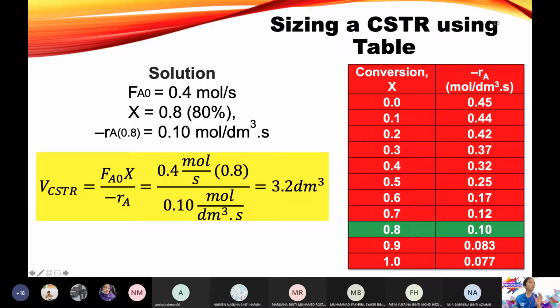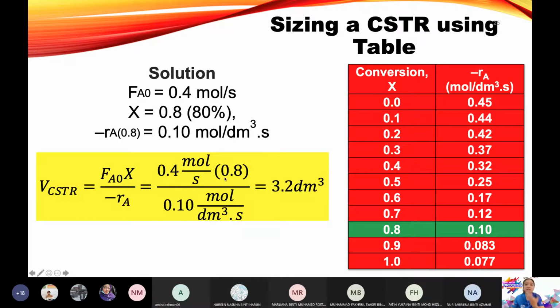Hence, minus RA will be 0.10 when my X is 0.8. So my minus RA I replace with 0.10. Okay, you solve the equation.